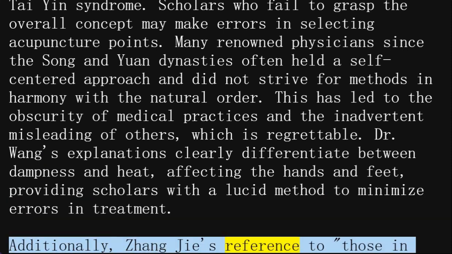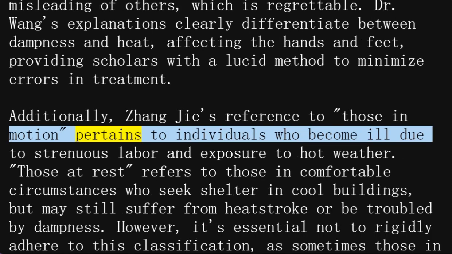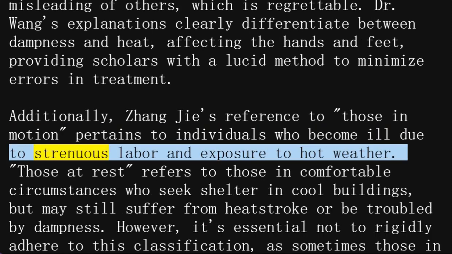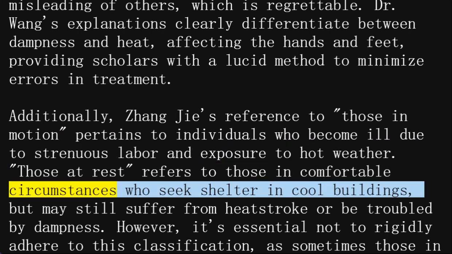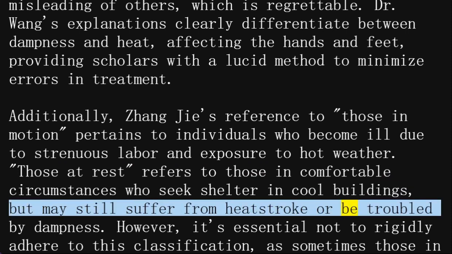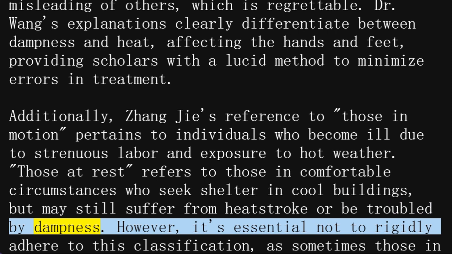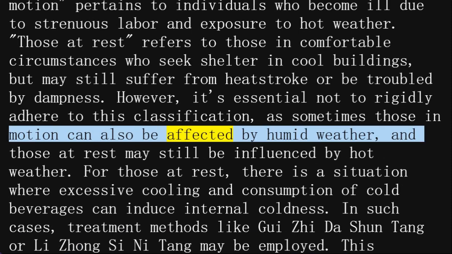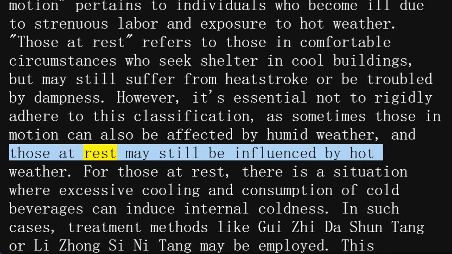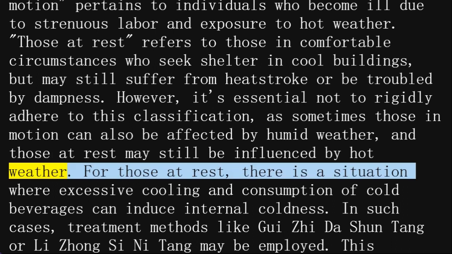Additionally, Zhong Jie's reference to those in motion pertains to individuals who become ill due to strenuous labor and exposure to hot weather. Those at rest refers to those in comfortable circumstances who seek shelter in cool buildings, but may still suffer from heat stroke or be troubled by dampness. However, it's essential not to rigidly adhere to this classification, as sometimes those in motion can also be affected by humid weather, and those at rest may still be influenced by hot weather.